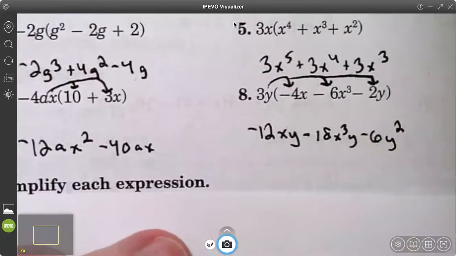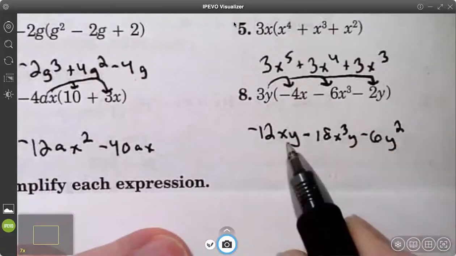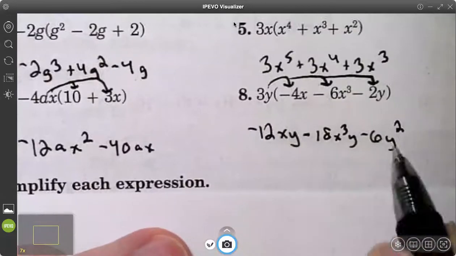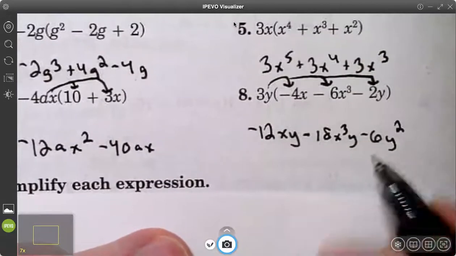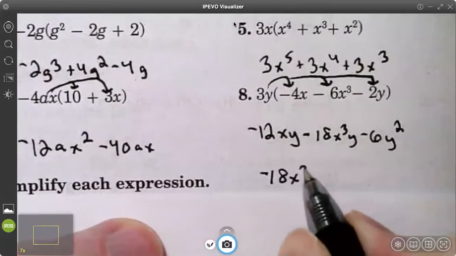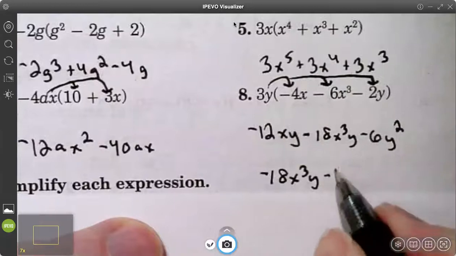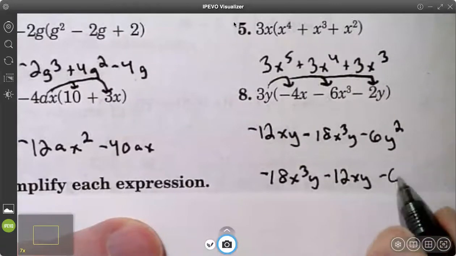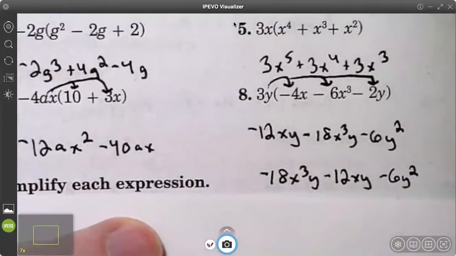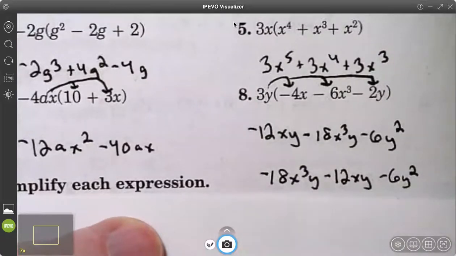Now, to put it in standard form, this term goes first because it has a degree of 4. These both have a degree of 2. Technically, alphabetically would be this term because it has an x in it and this doesn't. Not a big deal if you get that wrong, but you do need to get your leading coefficient right. So negative 18x cubed y goes first. My leading coefficient is negative 18. Then because of alphabetical, I'm going to write this term next and this term last, even though they both have a degree of 2. So trinomial, degree of 4, leading coefficient of negative 18.